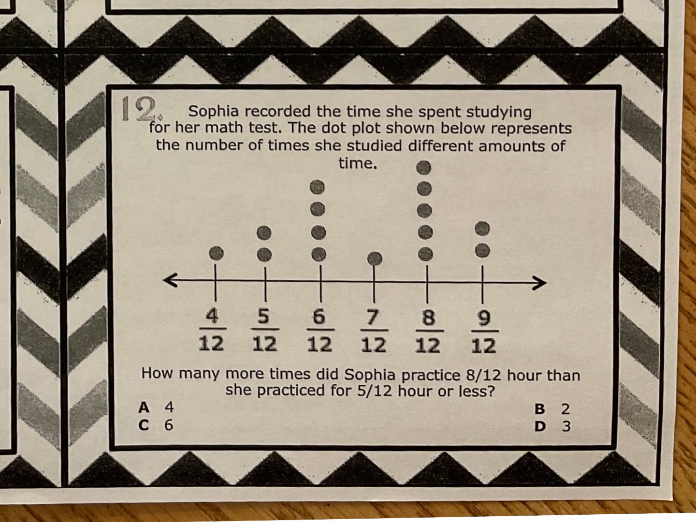Number 12, Sophia recorded the time she spent studying for her math test. The dot plot shown below represents the number of times she studied different amounts of time. How many more times did Sophia practice 8/12 of an hour than she practiced 5/12 of an hour or less?